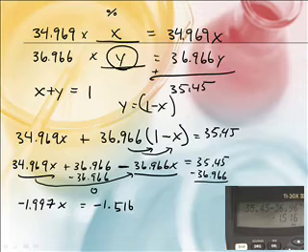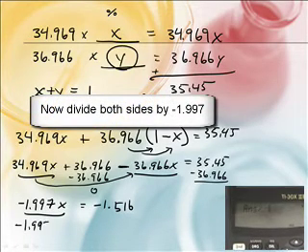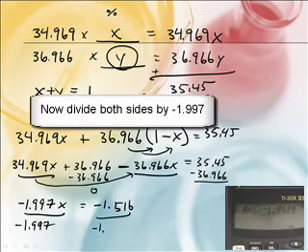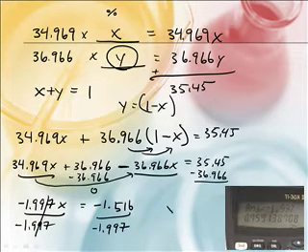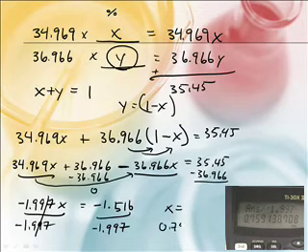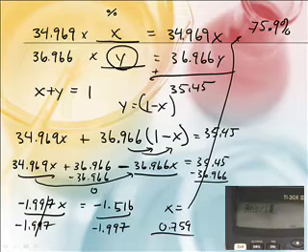Now, how do we solve for X? Divide both sides by negative 1.997. These cancel. X equals 0.7591, which in percentage land is 75.9%. Now they always have to add up to 100, so 100 minus that.